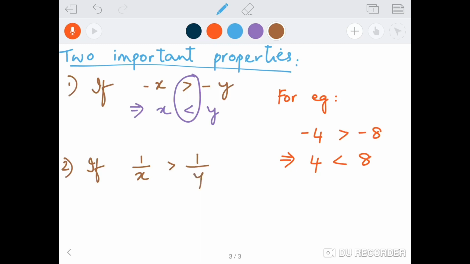The same thing is true with fractions as well. If 1 by x is greater than 1 by y, this implies that x is less than y. I'm going to take a simple example again. We know that half is greater than 1/3. If half is greater than 1/3, it's very clear that 2 is less than 3. So if I flip both sides, it means that I also have to change the inequality sign. Please keep these two properties in mind. Please make a note of it so that we can start working on the problems.